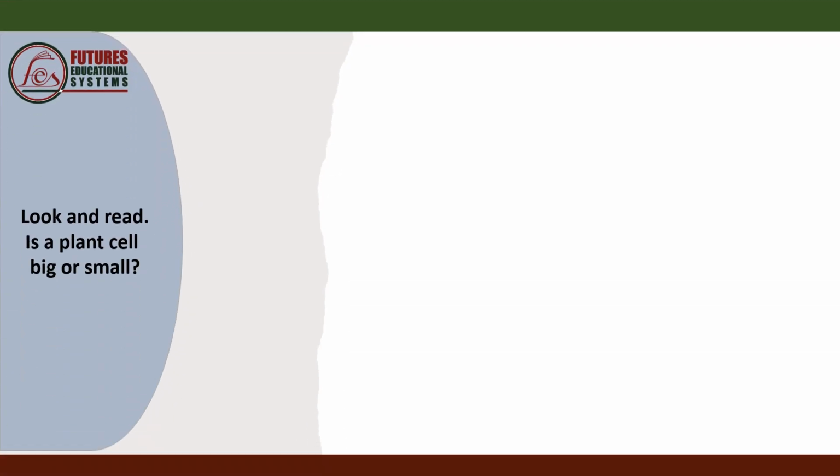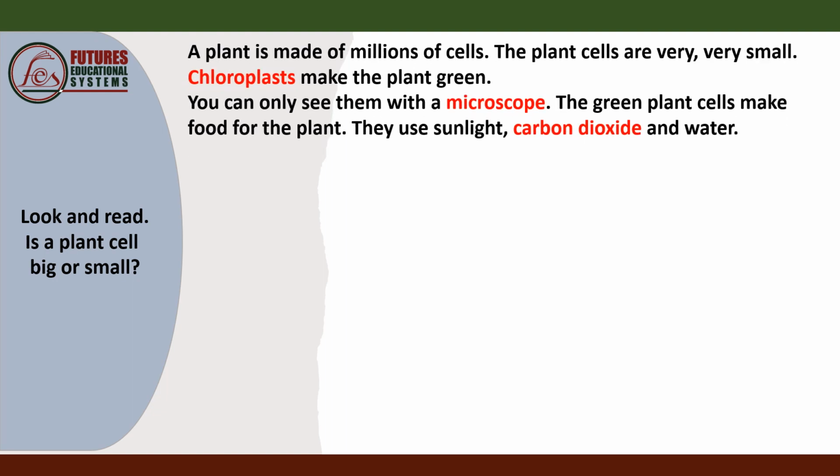Look and read. Is a plant cell big or small? A plant is made of millions of cells. The plant cell is very, very small. Chloroplasts make the plant green. So why are plants green? Because they have chloroplasts. Chloroplasts give the plant its green color.